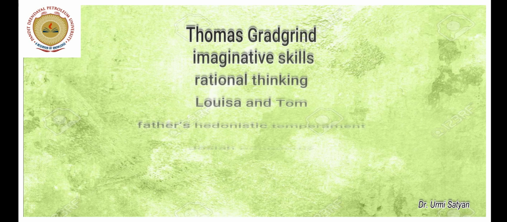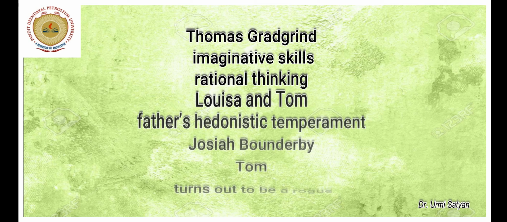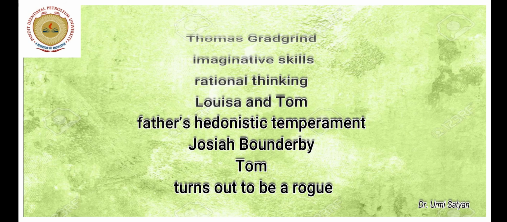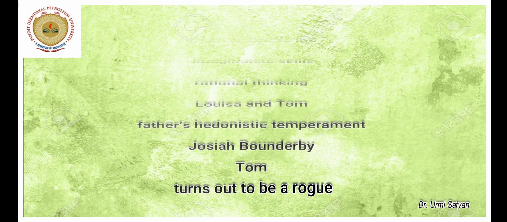With this maddening passion for facts, Thomas Gradgrind establishes a school where he forces students to wean off their imaginative skills and equip themselves with rational thinking. Gradgrind has a sickly wife and 2 children named Louisa and Tom. Gradgrind's utter rationalism adversely affects his children's lives. Louisa succumbs to her father's hedonistic temperament that compels her to marry Bounderby, who is a middle-aged rich man with the ownership of a factory and a bank. Unlike his sister, Tom evades his father's extreme rationalism and turns out to be a rogue.